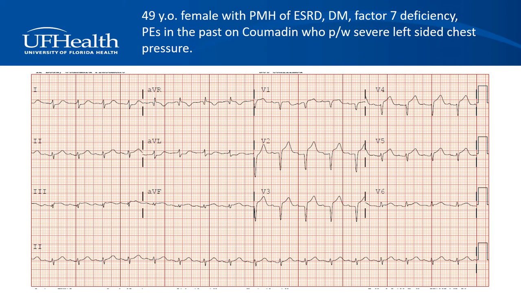Case 8. A 49-year-old female with past medical history of end-stage renal disease, diabetes, factor 7 deficiency, pulmonary embolisms in the past, who was on Coumadin therapy, who presented with severe left-sided chest pressure. Please take time now to review the EKG below.